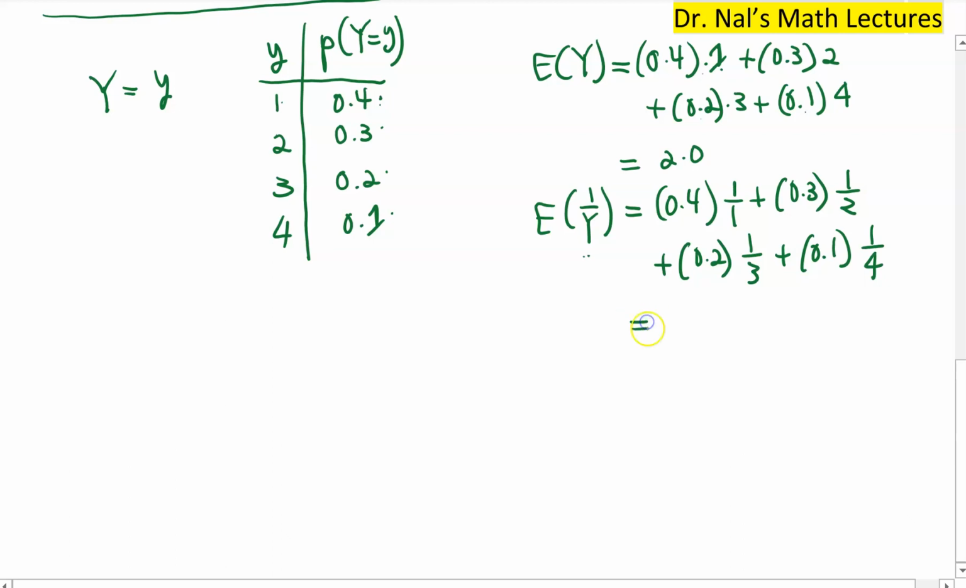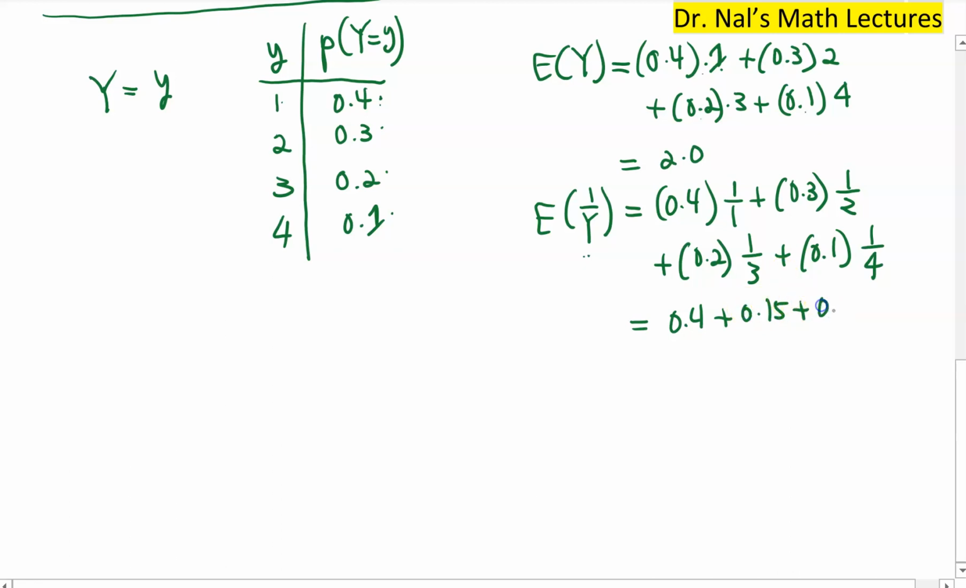All right, so that will give us 0. How can I do it? We can either find the common denominator, or we can directly calculate them, I guess. So 0.4 times 1 is 0.4, plus 0.3 times 1/2, or half of 0.3 is 0.15.